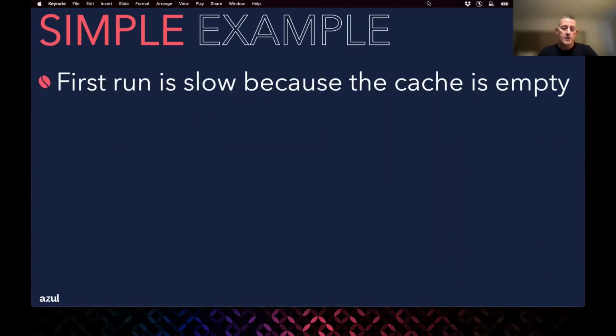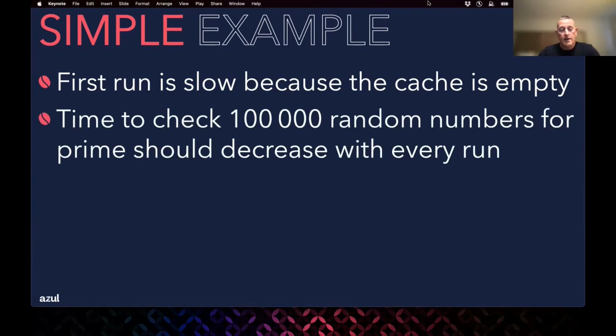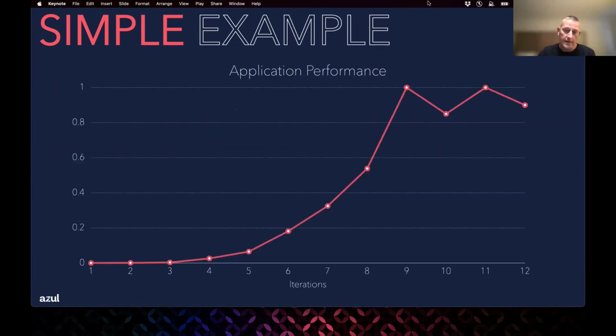Okay, so that means the first time I run it, it will be pretty slow because the cache is empty. Every random number has to be calculated if it's not in the cache, which is in the beginning the case. And then over time, it should get faster and faster. So the time to do the whole run for the 100,000 numbers should decrease with every run. That's the main idea. And I made some tests on a machine. It was not this one, another one. And there it took around 9 iterations to get into the state where it will be more or less stable.